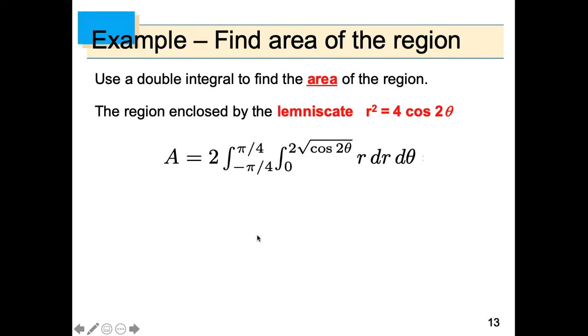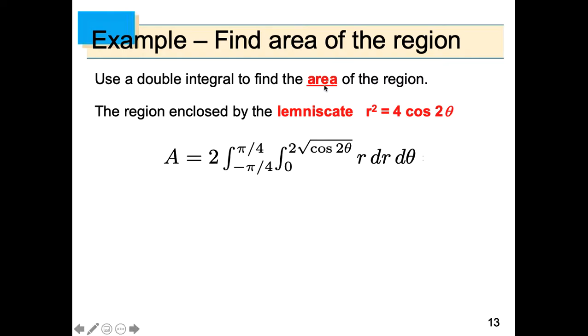Thus, my region of the lemniscate here is just exactly that. It's from negative pi over 4 to positive pi over 4, giving me my angles, okay? And I want to stay within the lemniscate, so I'm going to go from the origin out to the actual curve of the lemniscate itself. And as you can see here, it's again the same thing that I typed into my calculator by simply solving for r. And then multiplying it by 2 to consider both loops.